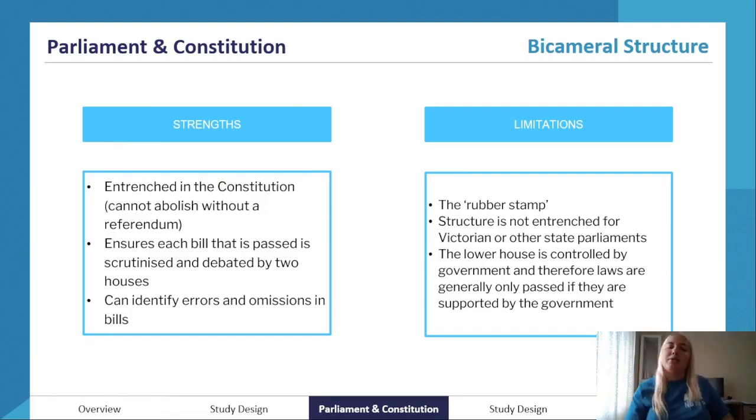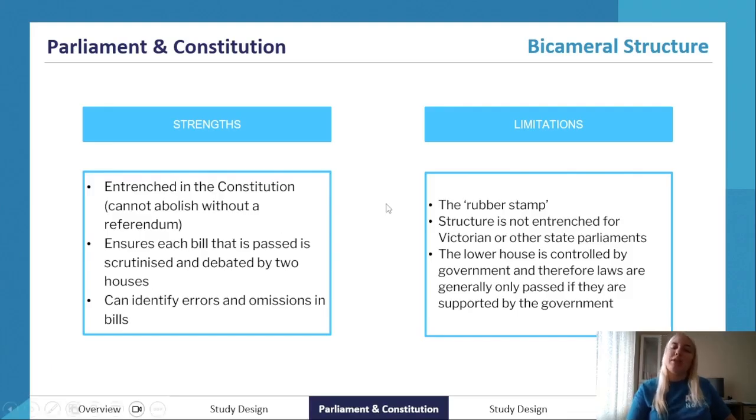Another problem is that the lower house is controlled by government, so the majority of seats are held by one party, and therefore laws will generally only be passed through the lower house if they are initiated by the government party or they're supported by the government party. So this is really problematic because that basically means any laws that are not initiated or approved by the government, so initiated by another party, but they're still beneficial laws, they likely won't get approved through the lower house, and will fail because we said bills need to pass through both houses.